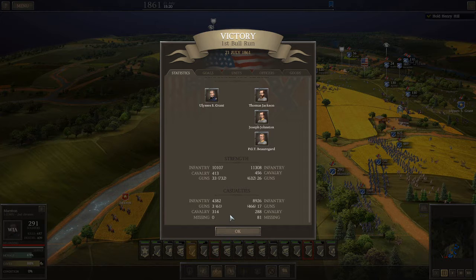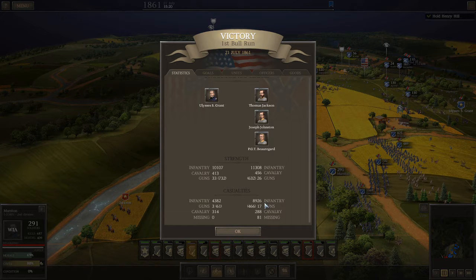However, we went up against those three, who had a total combined 11,308 infantry, 456 cavalry, 26 guns with a crew of 632. In the end, our casualties mounted to 4,382 casualties, 3 guns, 61 men, 314 cavalry killed or casualties, so they could be wounded too.